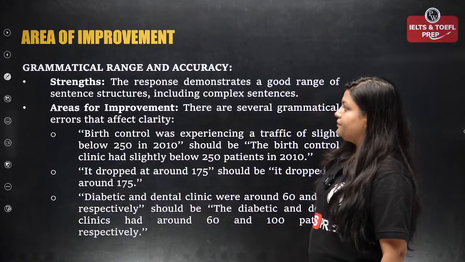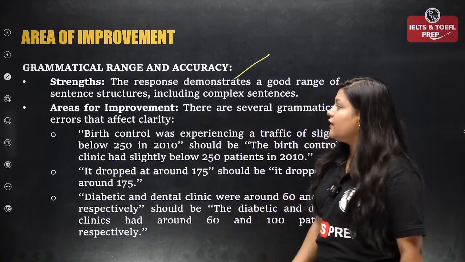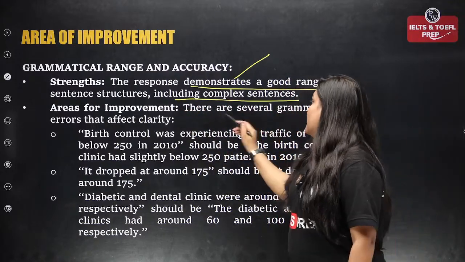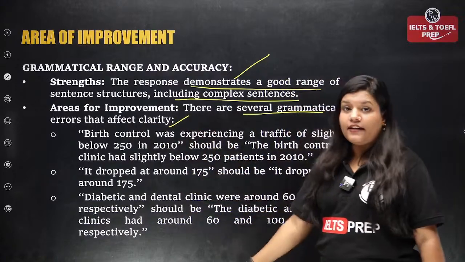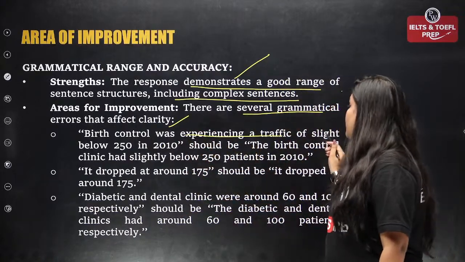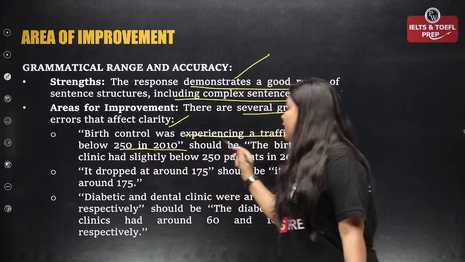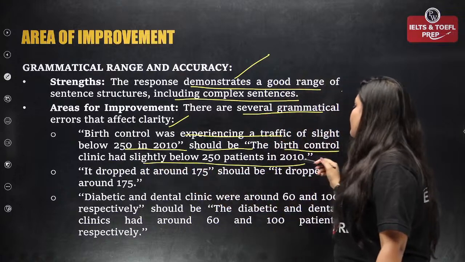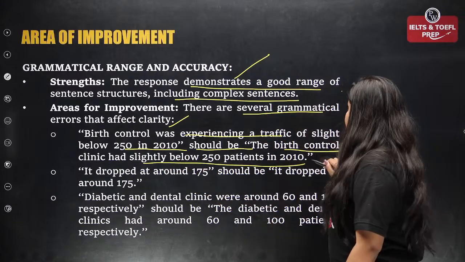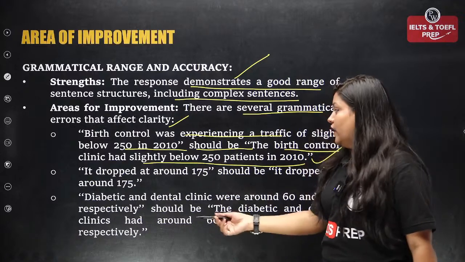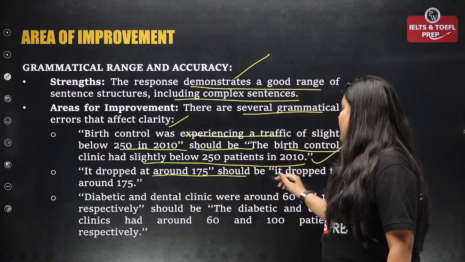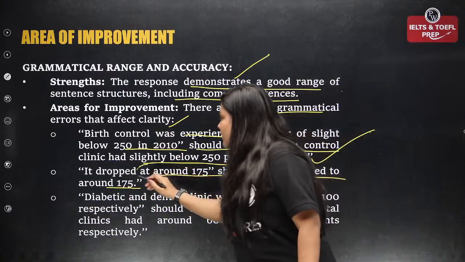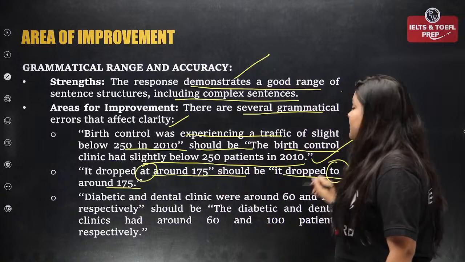Now, let's talk about grammatical range and accuracy. The response demonstrates a good range of sentence structure, including complex sentences. There are several grammatical errors that affect clarity. What are those? "Birth control was experiencing a traffic of slide below 215 to 2010" should be "the birth control clinic had slightly below 250 patients in 2010." It is enhancing the clarity of the statement. "It dropped at around 175" should be "it dropped to around 175." Can you see the basic difference between the prepositions that are being used?